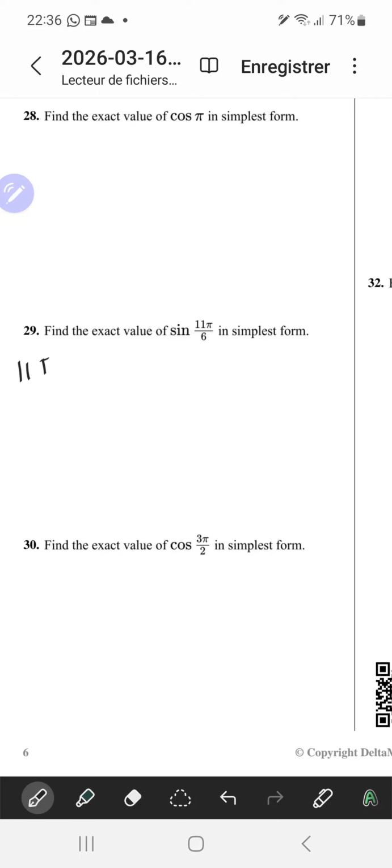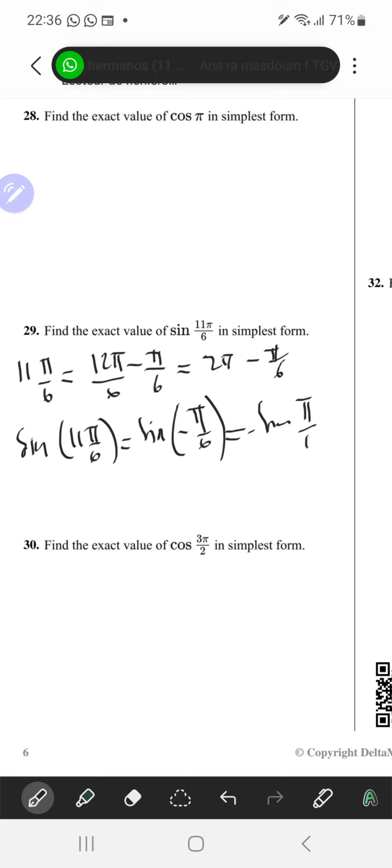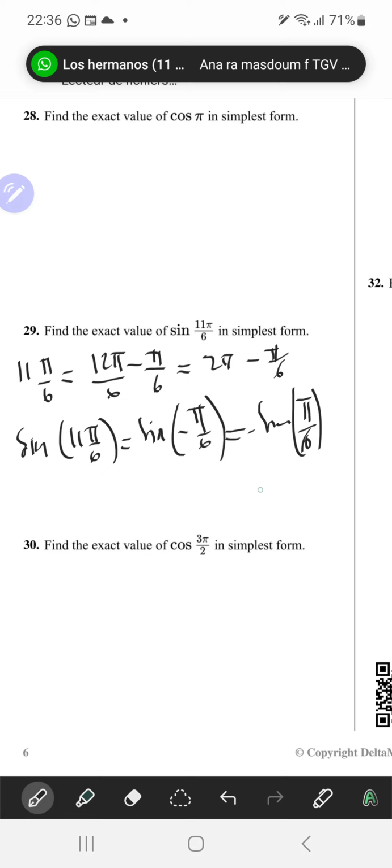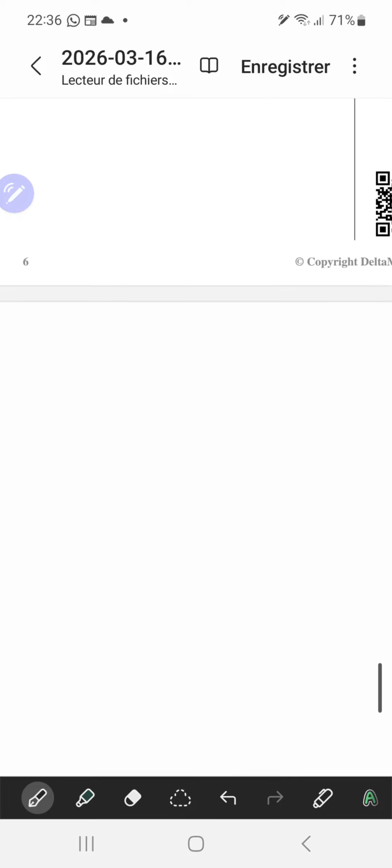11 pi over 6 is 12 pi over 6 minus pi over 6, and 2 pi you can eliminate. So sinus of 11 pi over 6 is exactly sinus of minus pi over 6, which is minus sinus pi over 6. And what is this? Sinus of pi over 6 is 1/2, so it's minus 1/2. Okay.